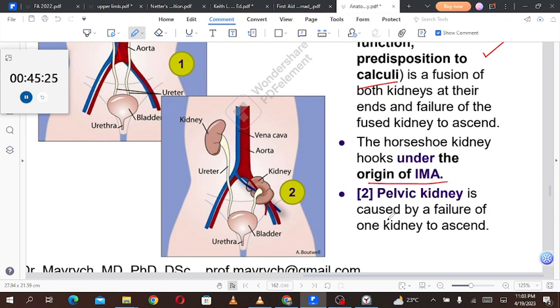The pelvic kidney is caused by a failure of the kidney to ascend. Normally the kidneys are formed in the pelvis during intrauterine life and then they ascend from there to the L2 level. If the kidneys do not ascend, that is called a pelvic kidney, and we must take good care of it whenever we are doing a procedure in the pelvic cavity, because there is a chance of damaging that kidney.